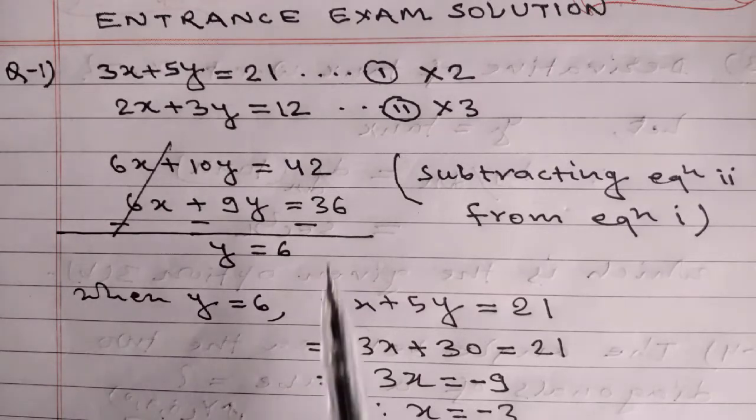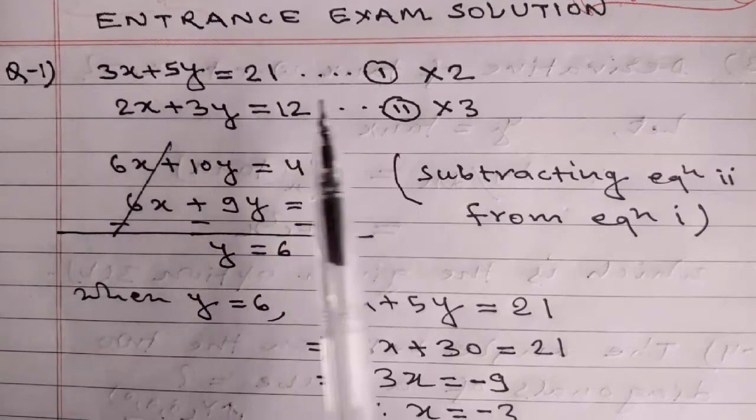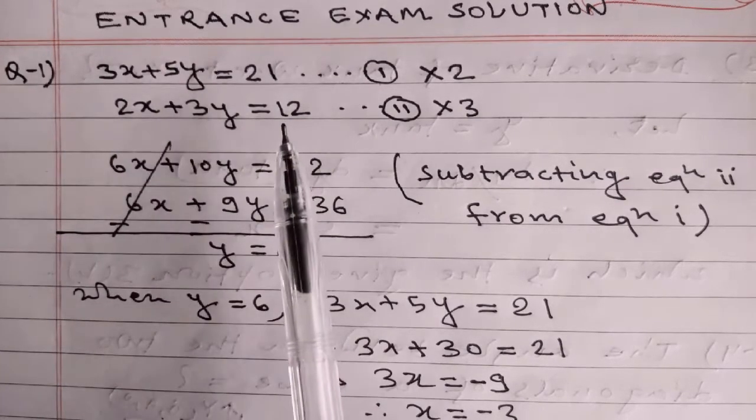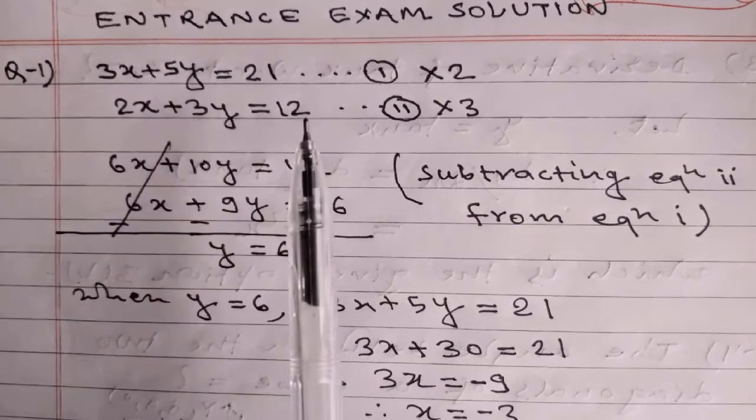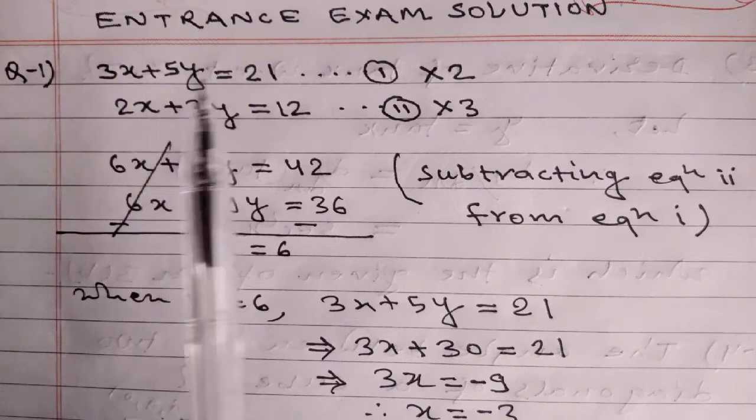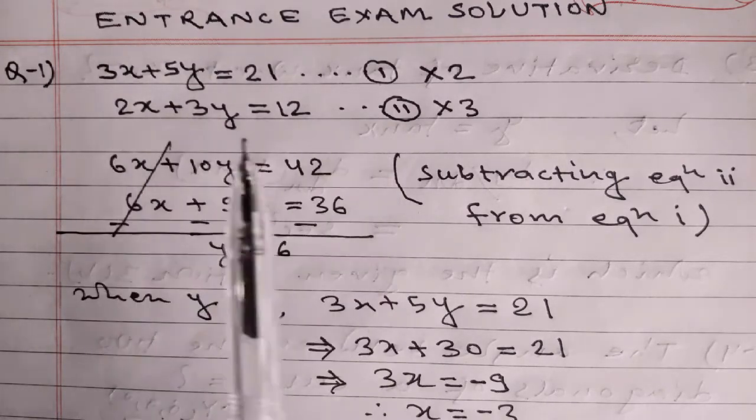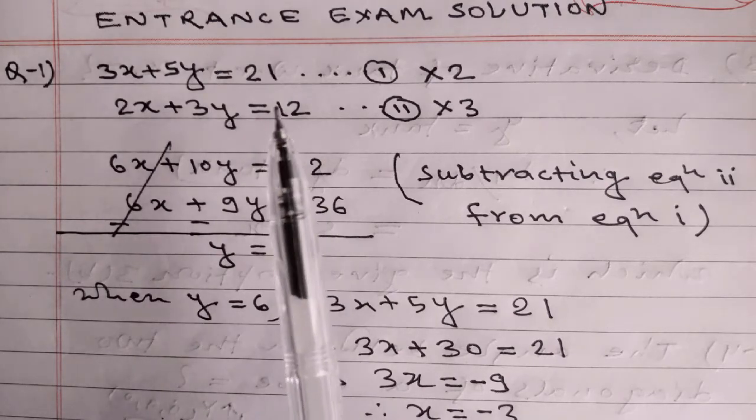Solution, question number 1. The first equation is 3x plus 5y is equal to 21 and the second equation is 2x plus 3y is equal to 12, and by solving the first and second equation we have to find the value of x and y which will satisfy both the equations. Before we solve the given equations, we can solve the equations by different methods.